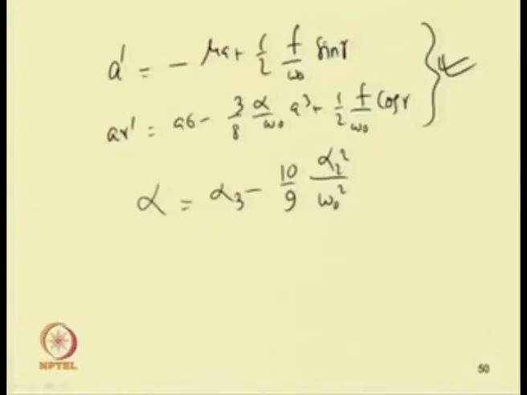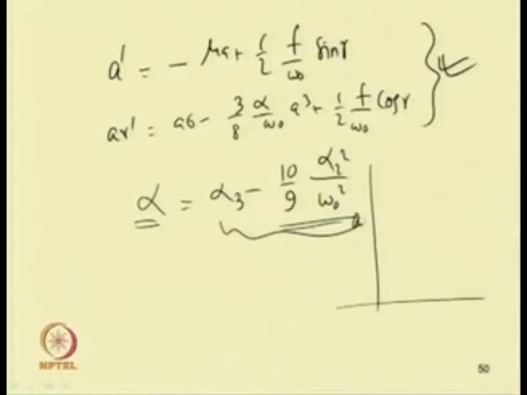What we have studied before: in the case of the system with cubic nonlinearity, if alpha becomes negative, we can have a softening effect, and if alpha is positive, we have a hardening type of effect. From this equation we can see that if 10 by 9 alpha 2 square by omega 0 square is greater than alpha 3, then this part always becomes negative, and in that case we can have a softening type of response. In the case of a softening type of response, if one plots A versus sigma, the response curve will be like this.